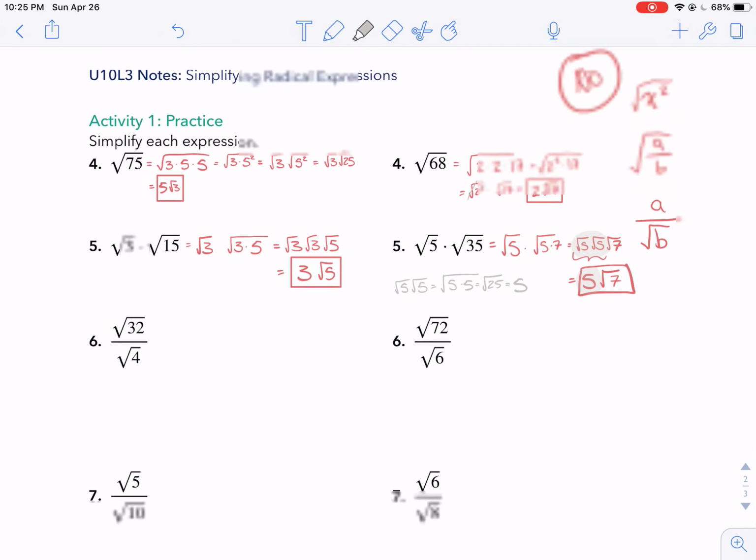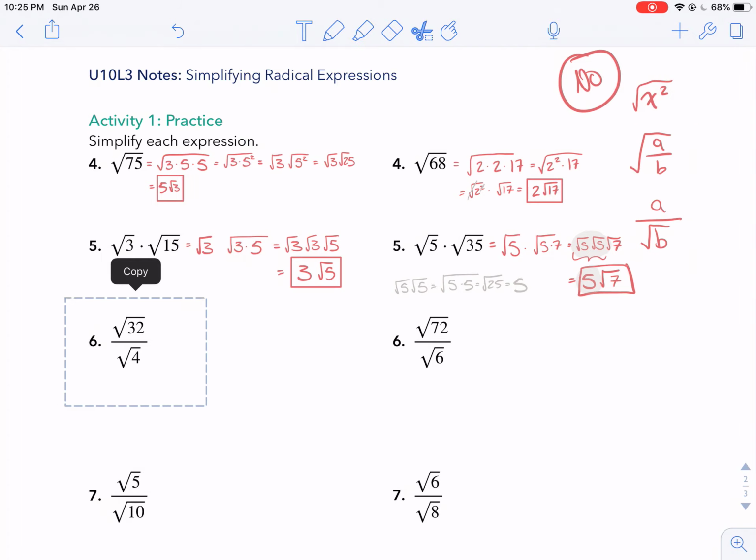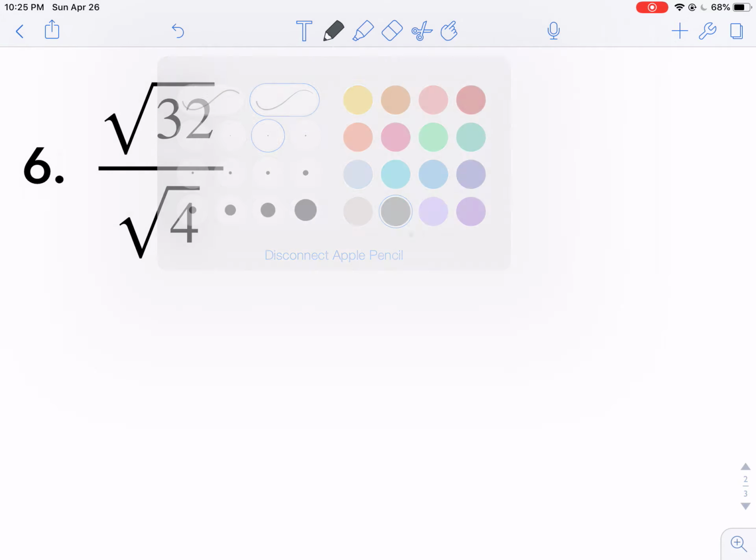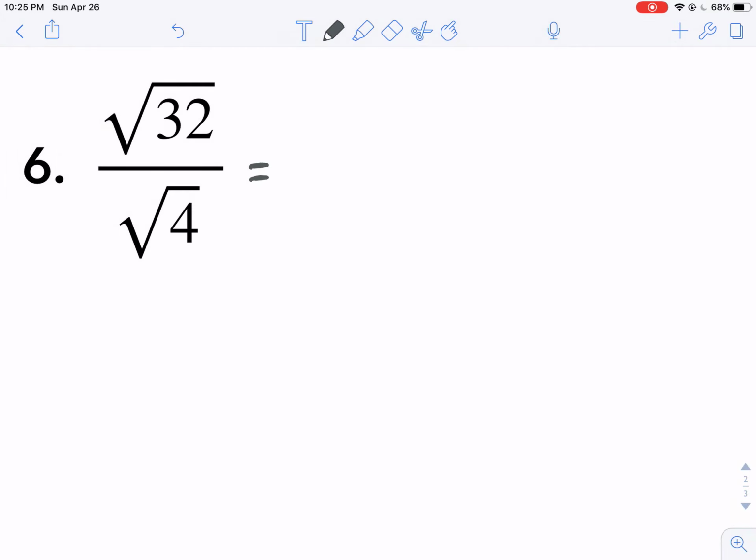Yay! Moving on. Oh no, guys. We have some fractions. Fractions are not okay. So what I like to do is I like to simplify the numerator first, and then we'll simplify the denominator and see what we can do from there.